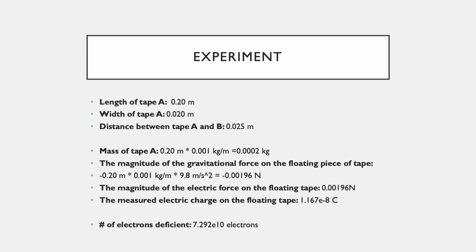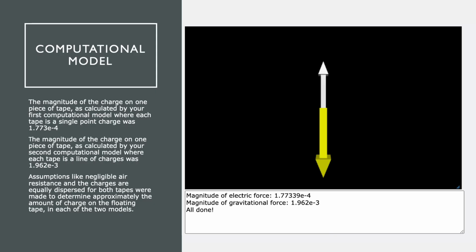For this experiment, I measured the length and the width of tape A and the distance between tape A and tape B. From these measurements, I calculated the mass of tape A, the magnitude of gravitational force on the floating piece of tape, the magnitude of electric force on the floating tape, and the measured electric charge on the floating tape based on the fundamental theorems that I talked about on the second slide, and then I further calculated the number of electrons deficient on the tape. And then I used Python to derive a computational model for this scenario.